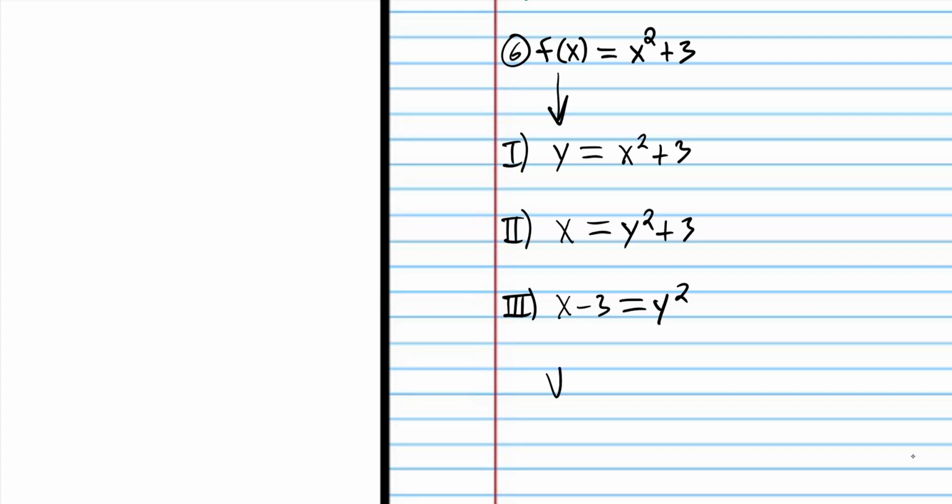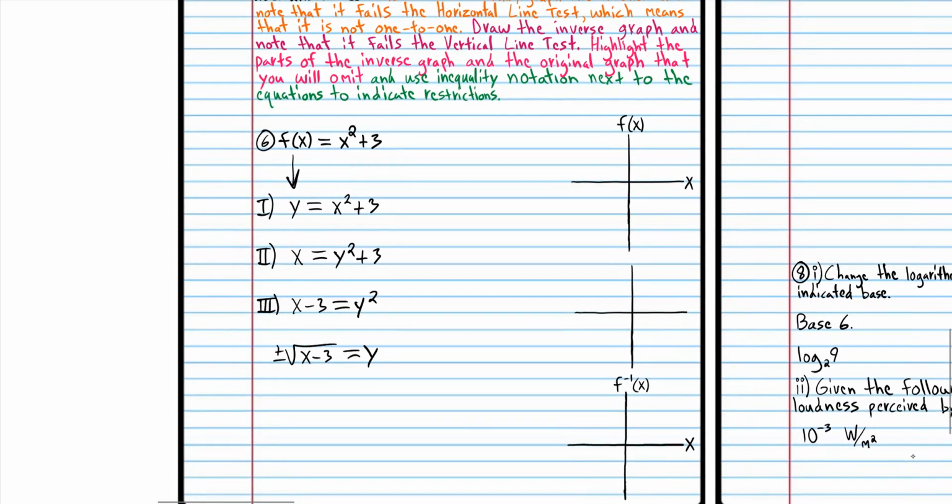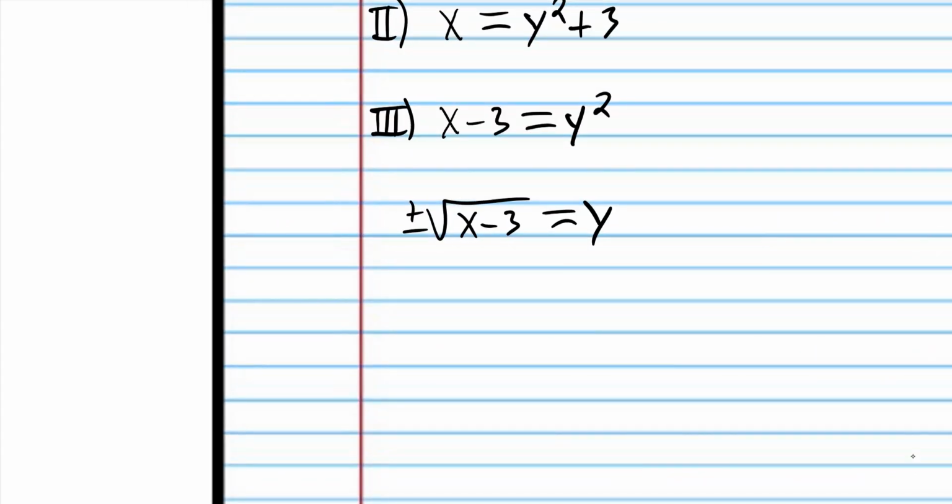And then we're going to square root both sides. And remember, whenever you square root both sides of an equation, you have to write plus or minus. So that is the function. We just have to change the name to f inverse of x.